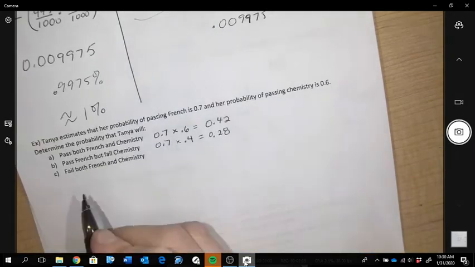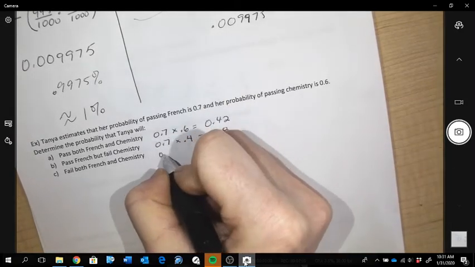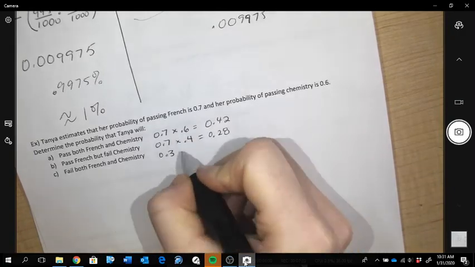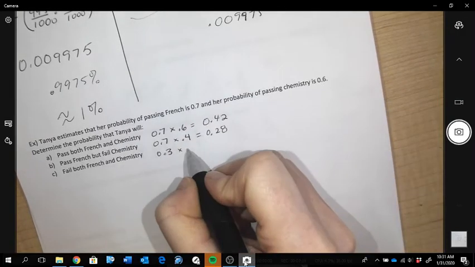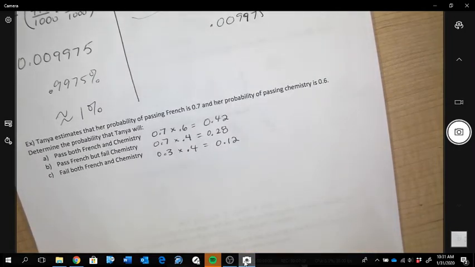And what happens for failing both of them? Failing French, she has a 0.3 chance, and failing chemistry a 0.4. So there is a 12% chance that she would fail both.